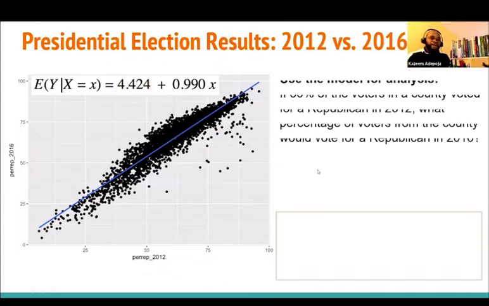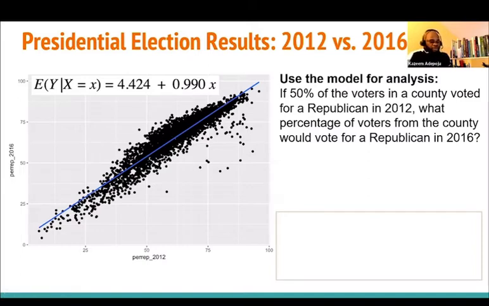Okay, take a look at that. Now, based on what we have right here, do you know that we can actually predict? If 50% of the voters in a county voted for a Republican in 2012, what percentage of voters from that particular county will vote for a Republican in 2016? Using the model right here, all you need to do is plug in 50% where you have X.